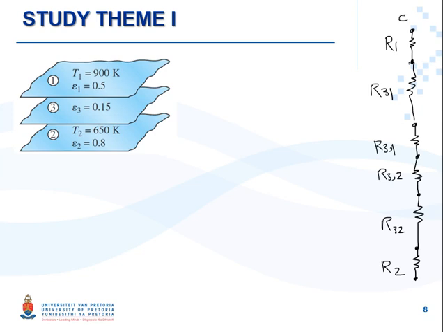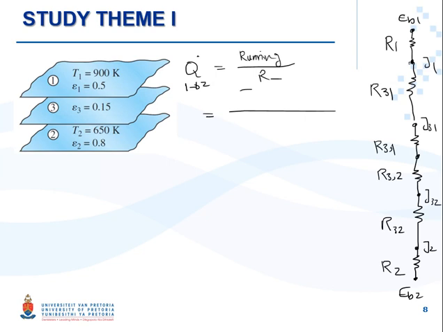At this point EB1, we have the surface temperature. EB2, again surface temperature. Then J1, J31, J32. Now if we use the same concept, Q dot 1 to 2 is equal to driving force divided by resisting force. So what we have will be EB1 minus EB2 divided by R equivalent.